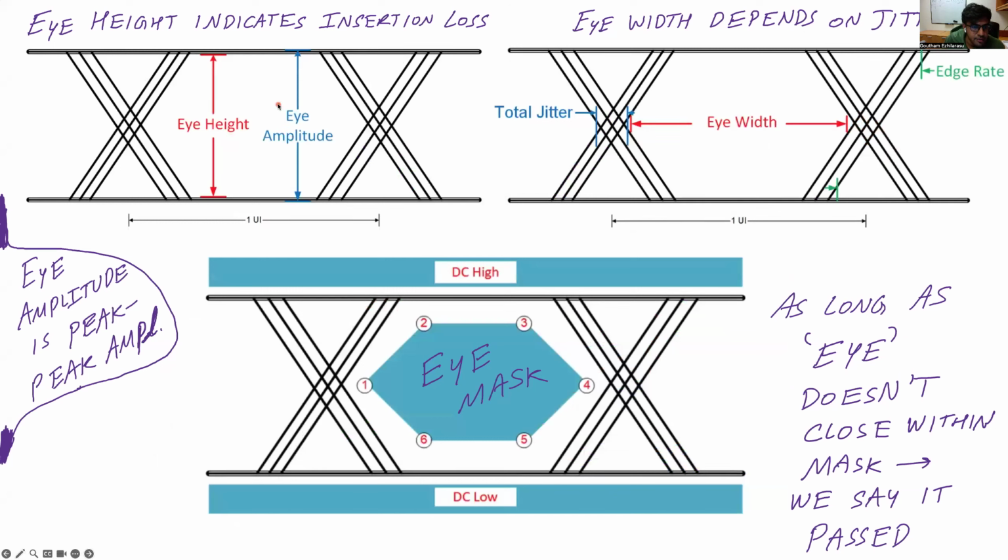So now if you look again at this signal, there's going to be some eye amplitude. The maximum and the minimum of this eye diagram is going to be called the eye amplitude, also called the eye height. Actually, yeah, this eye opening is called the eye height.